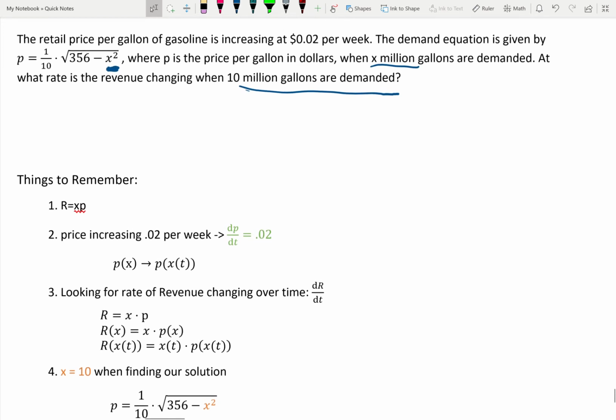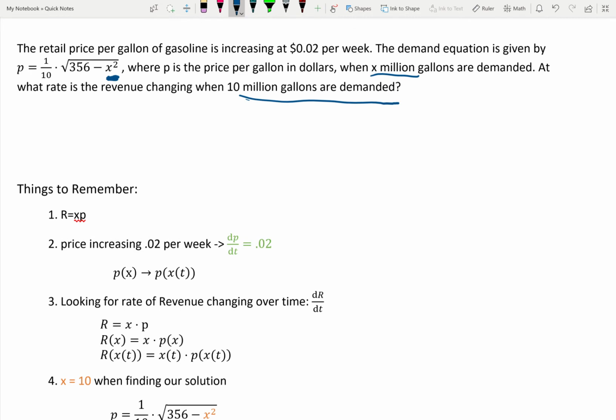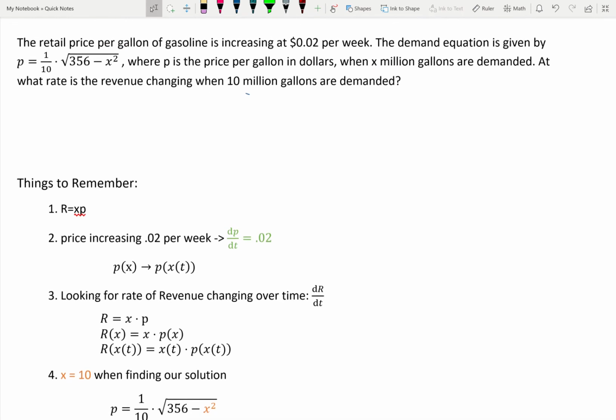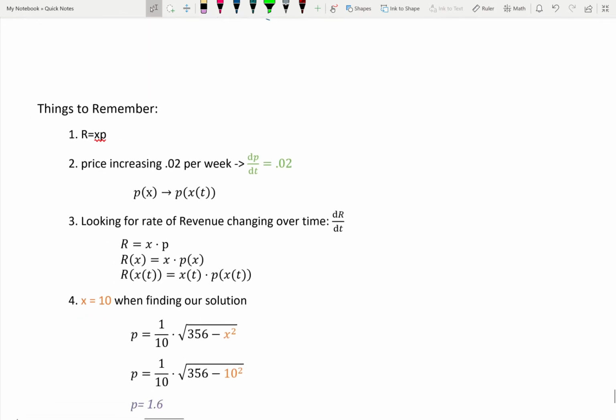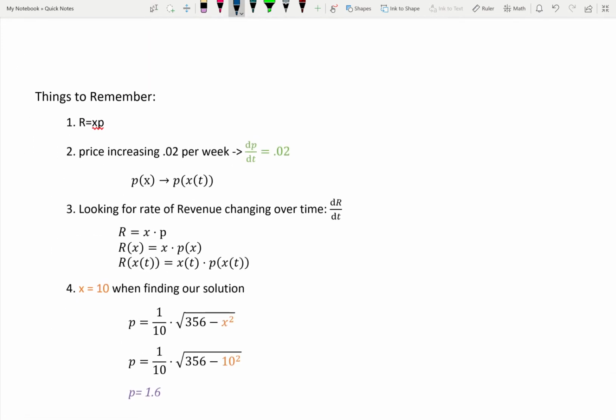The other thing we should know is that if x were 10, if we plug 10 into this price formula up here, then the price when we're selling 10 million gallons will be $1.6. So you have to be able to read the question and take out all of these clues from it. These are the 4 most important things, and then we can start addressing the actual question.